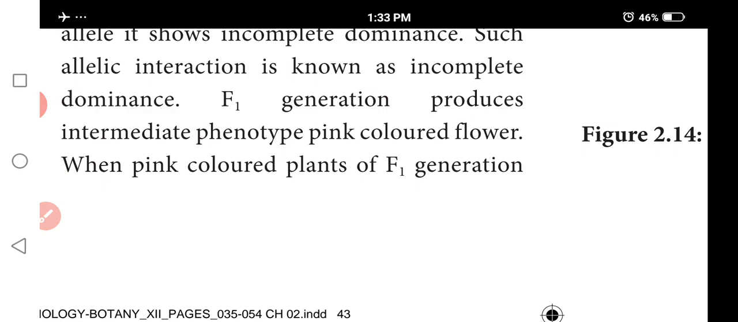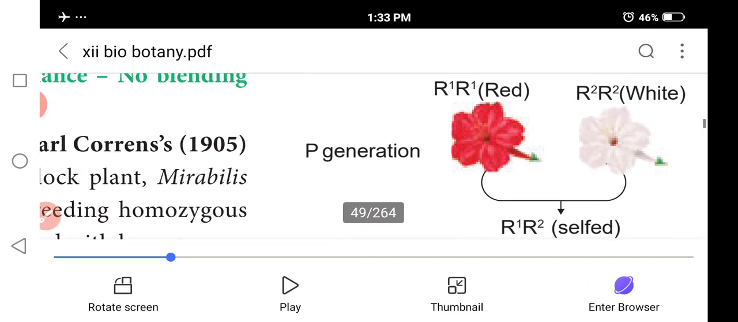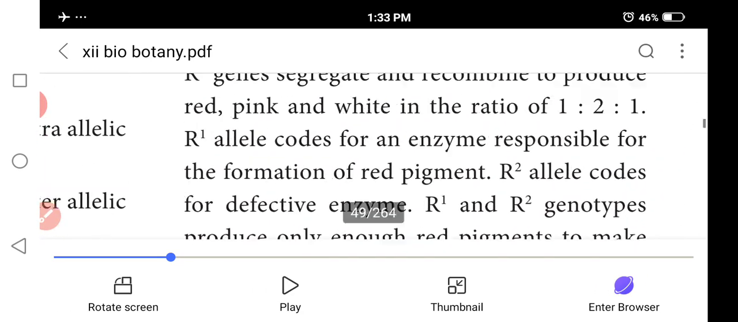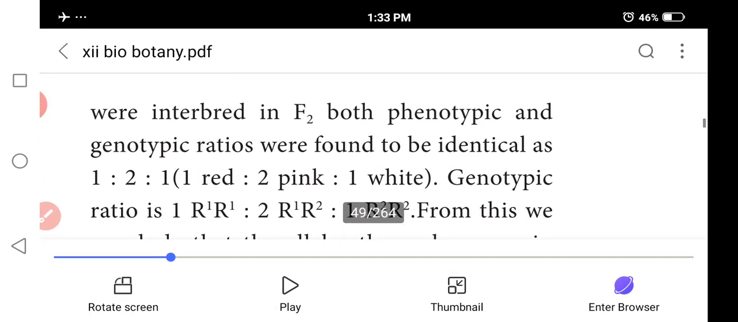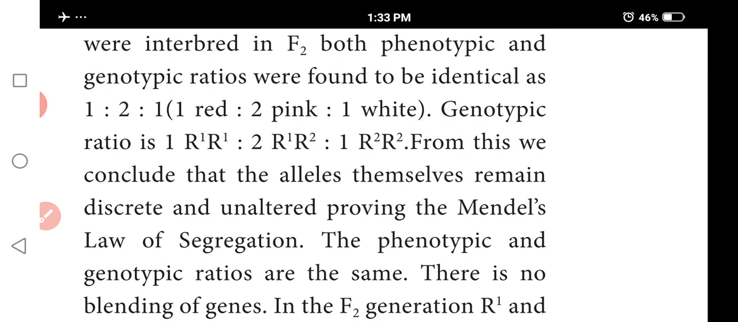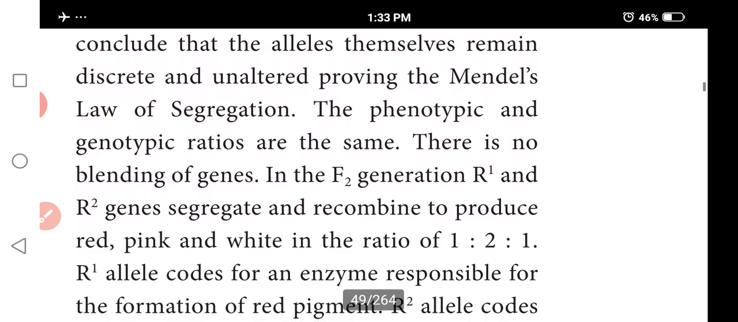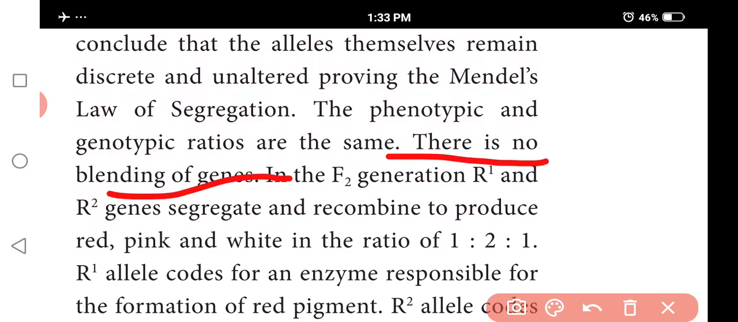So why is pink color produced? The F2 phenotypic ratio is identical to the genotypic ratio, 1:2:1, in this monohybrid cross. It can be concluded that the alleles remain discrete and unaltered, which proves Mendel's law of segregation. So the phenotypic ratio and genotypic ratio are the same. No blending of genes.